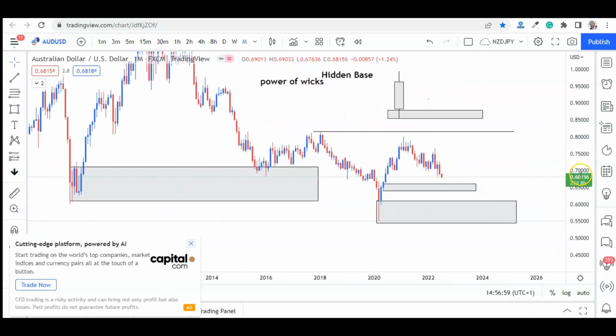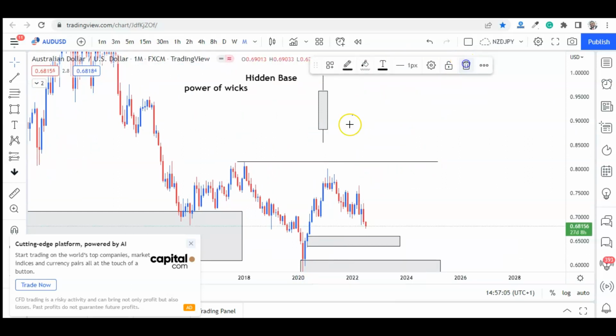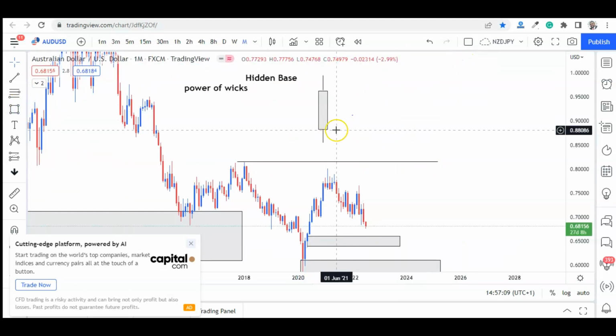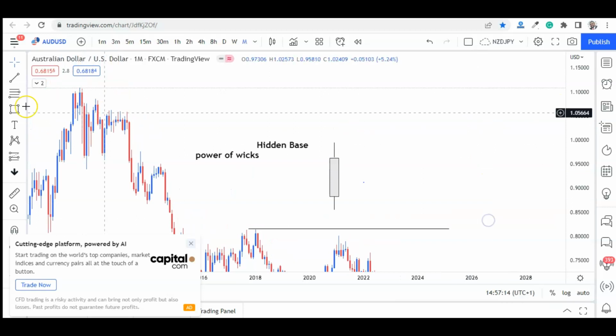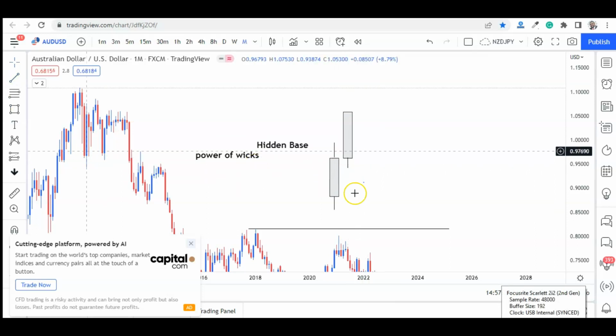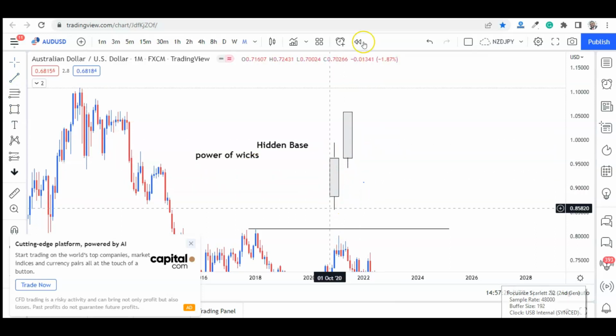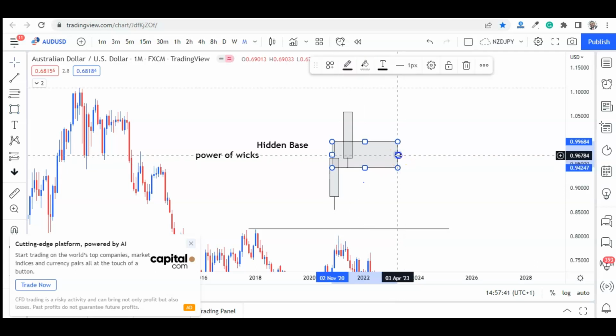Hidden bases are what you can have in the form of a continuation play. For a continuation play, we have a hidden base to be this. So hidden bases are simply what they call a kissing candle. This is for the continuation play. Kissing candle: the first bullish candle, then the second bullish candle. The wick, the high of this candle and the low of this candle is the hidden base.